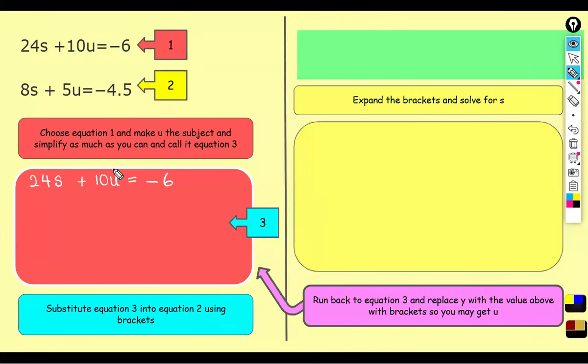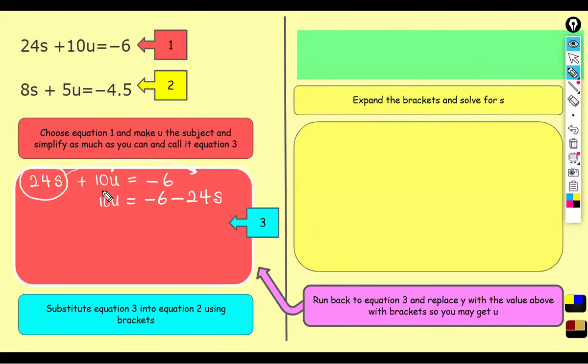So we decided to make u the subject. So we throw across 24S to the other side, positive 24S. And you're going to get what? Minus 24S. Okay? Well, we still have to make u the subject.